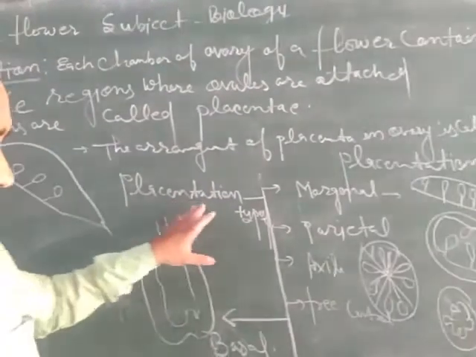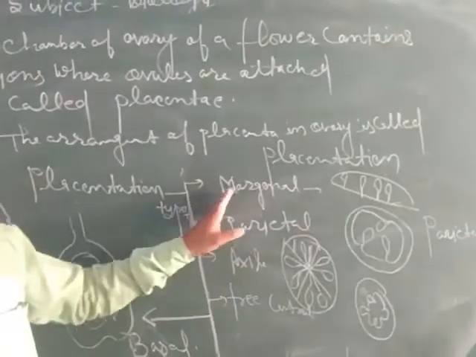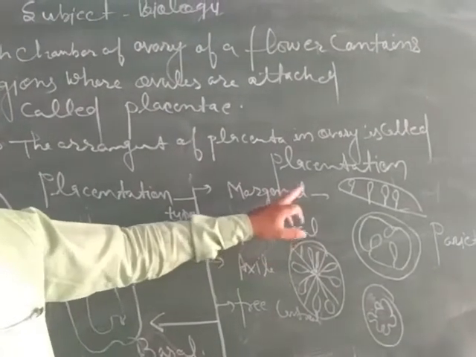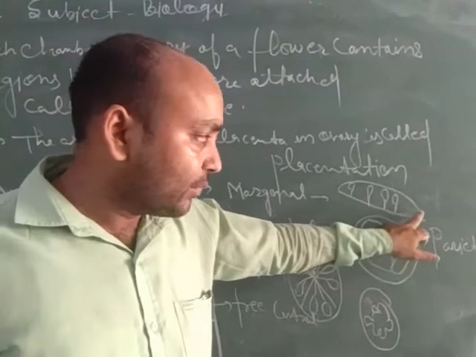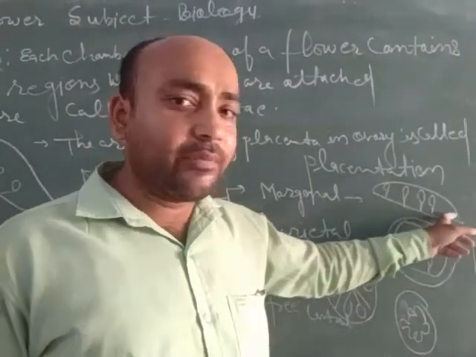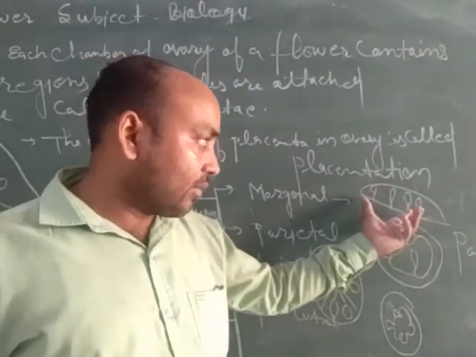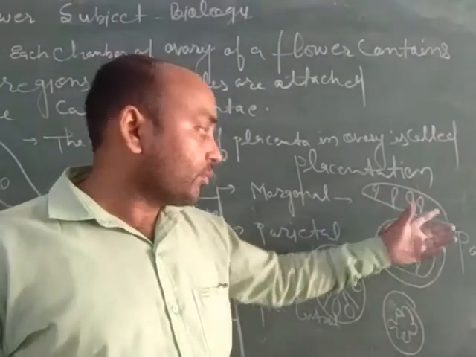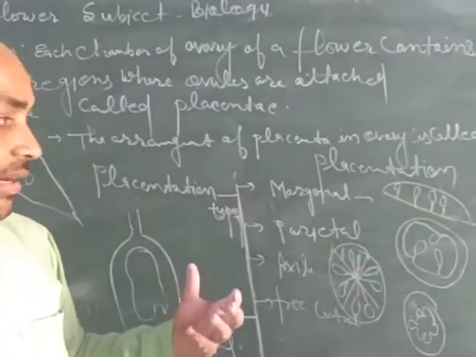Placentation can be classified into these categories. First category is marginal placentation, when placentae are attached at the corner side, one side of the pod of the fruit covering. That is called marginal condition.